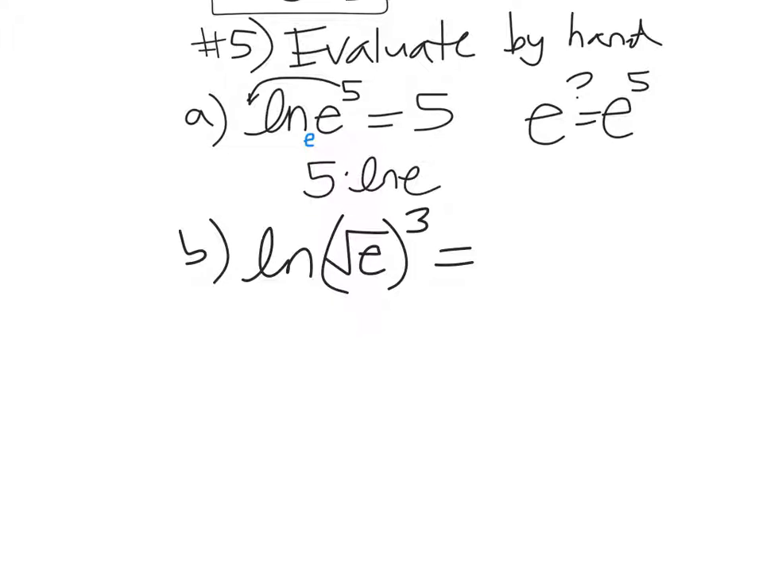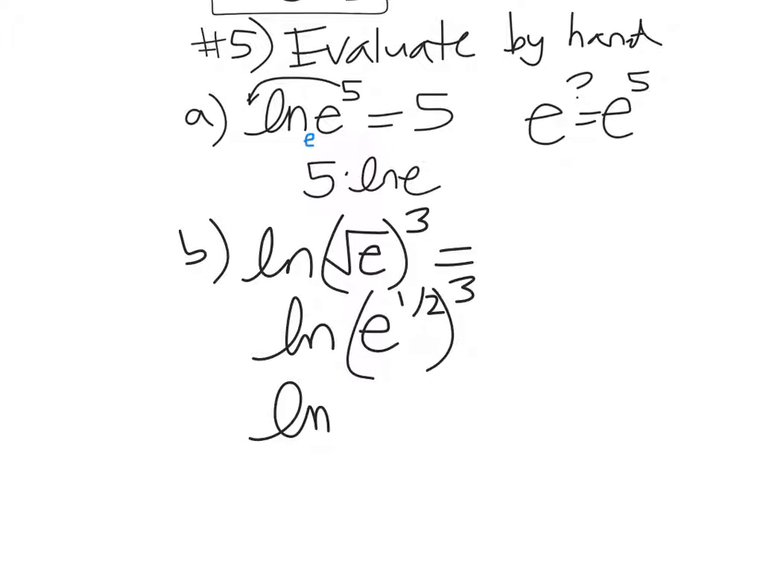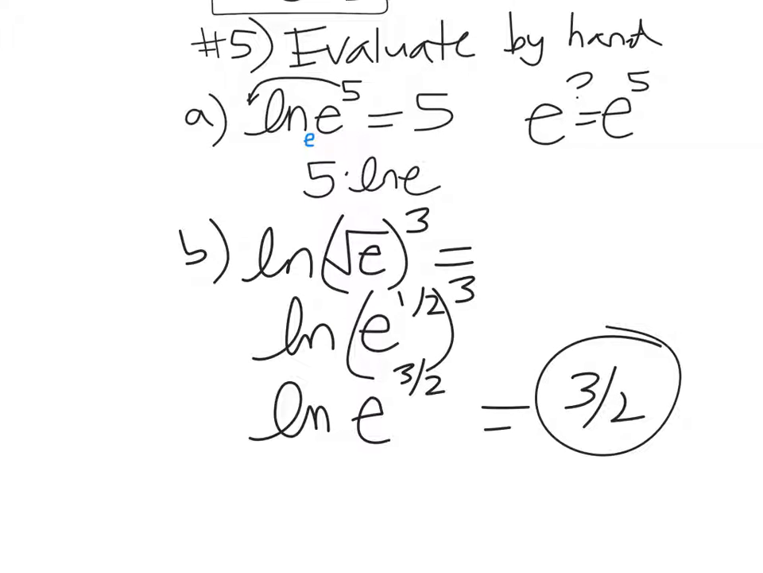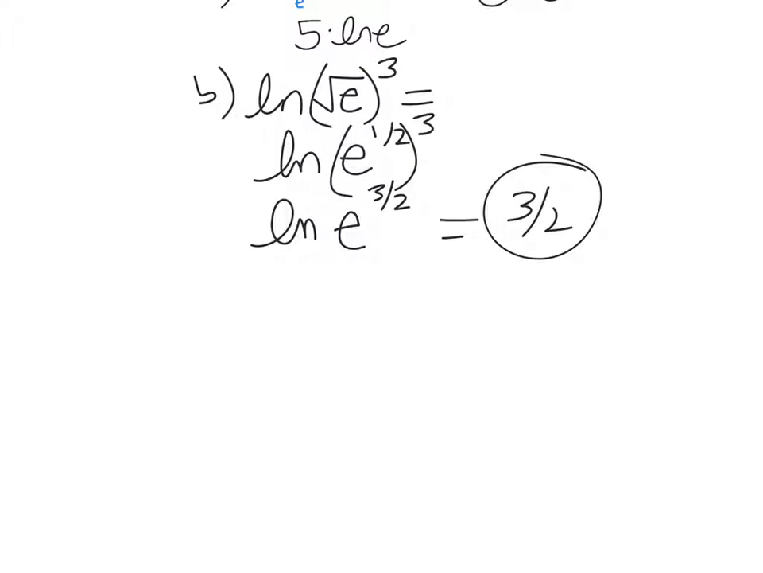You can rewrite this if you want to. This is e to the 1/2 cubed. I might be explaining this too much. You might just say, of course it's 3 halves. But this is e to the 3 halves, and so the natural log of e to the 3 halves would be 3 halves. Good job. And then you can also do these by calculator.